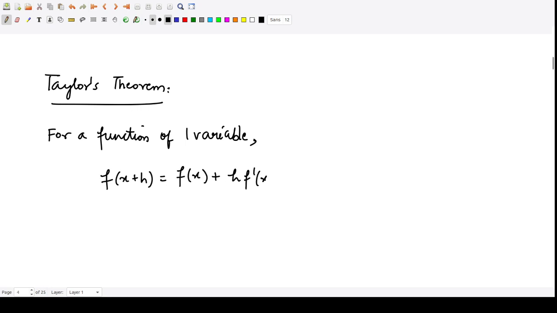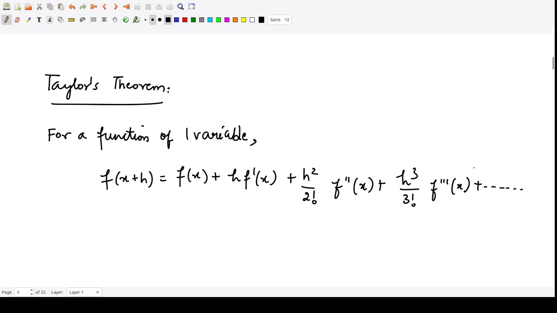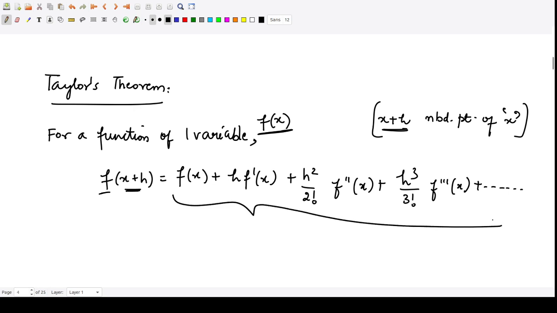is equal to f of x plus h f dash x plus h square by 2 factorial f double dash x plus h cube by 3 factorial f triple dash x plus so on, right? This is the equation. This is Taylor's theorem, where you can expand any function of one variable. So that means f is a function of one variable x, and we are defining some point x plus h, which is the neighboring point of the point x. So we are defining the function's value at this neighboring point using this infinite series expansion.